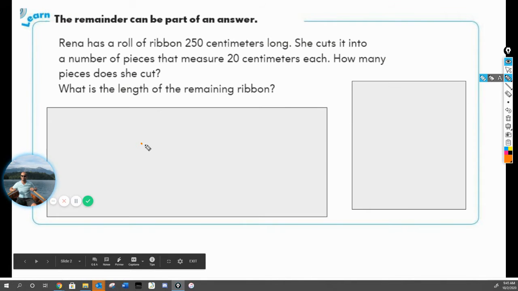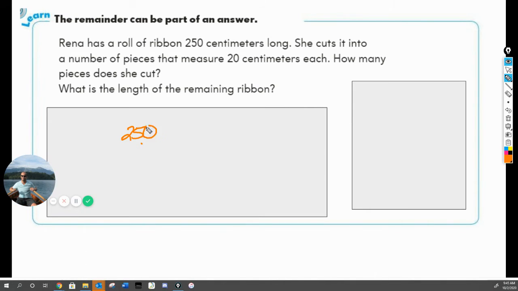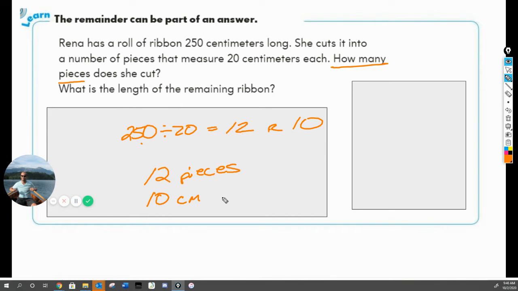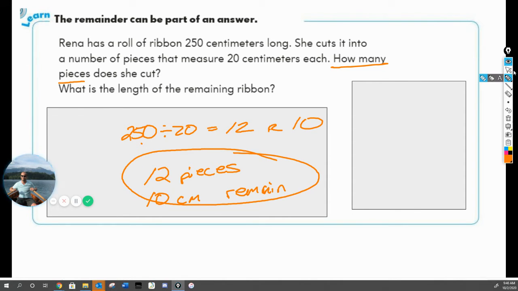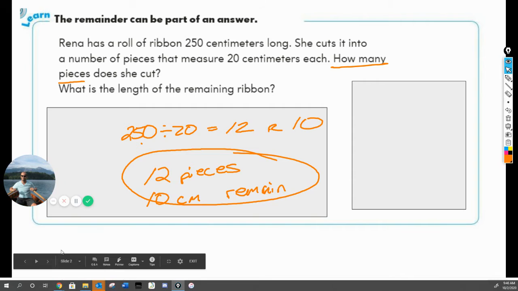So in this case, I want to show you really fast how to do it. 250 divided by 20 equals 12, remainder 10. It asks two questions. How many pieces is 12, and the length of the remaining ribbon is 10 centimeters remaining. You need all of that to answer the question. Okay, not part of it, but all of it.